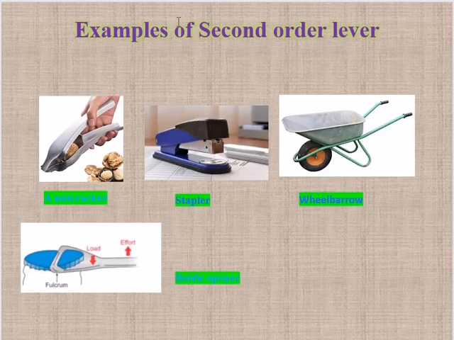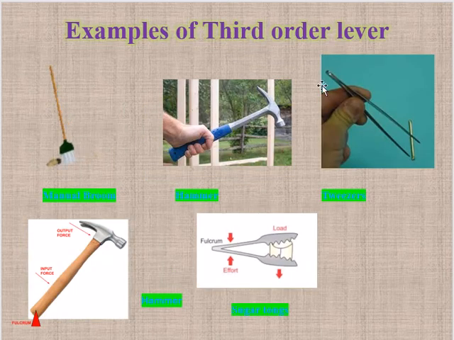Similarly, examples of second order lever: a nutcracker, a stapler, wheelbarrow, and bottle opener. These are second order levers. Third order lever: manual broom, hammer, tweezers, and sugar tongs.